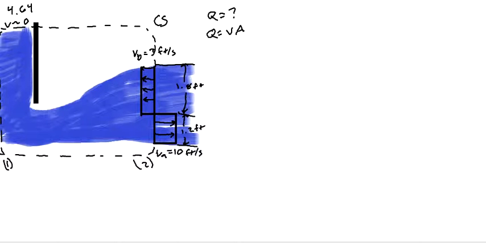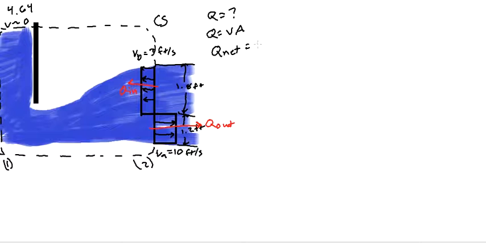Now, we've got some Q going in, and we've got some Q going out. And we're really interested in the net Q. Alright, so Q net, you can do this pretty intuitively. Just look at the picture.